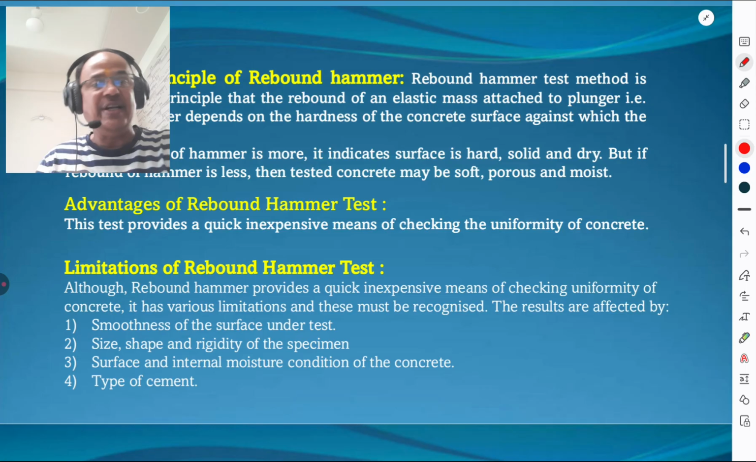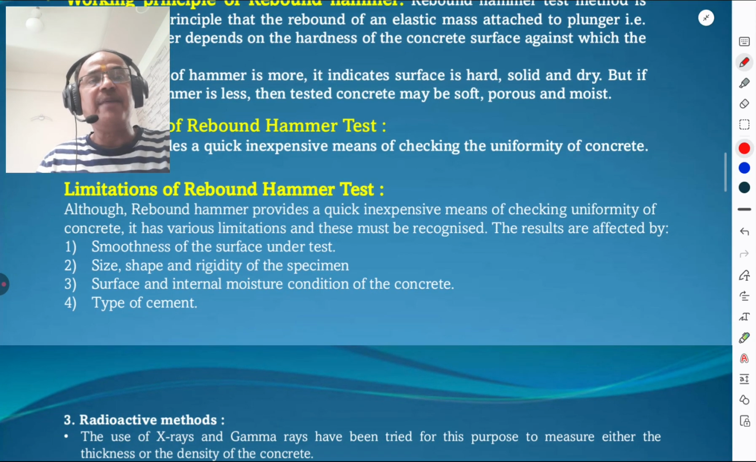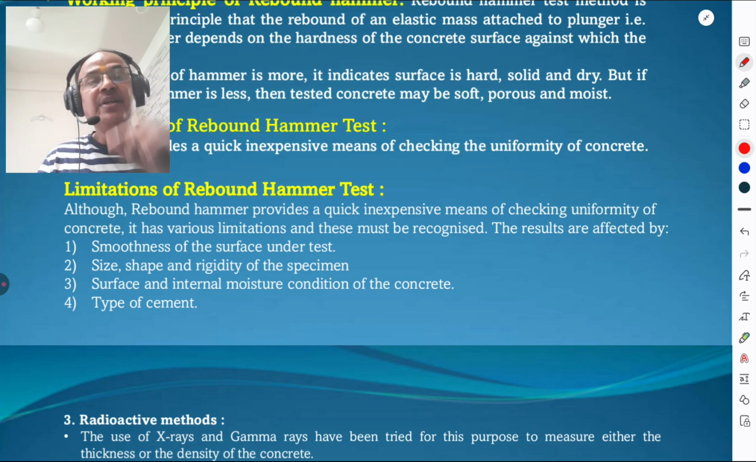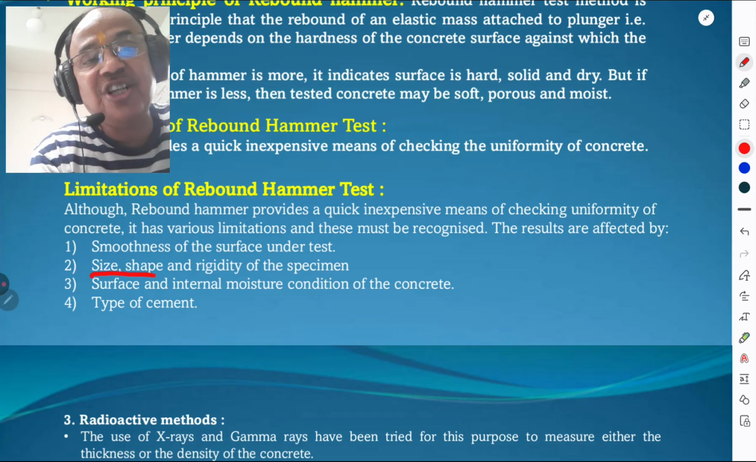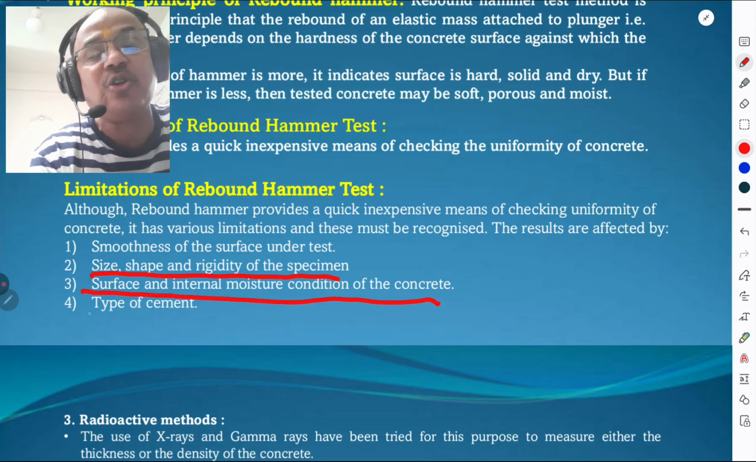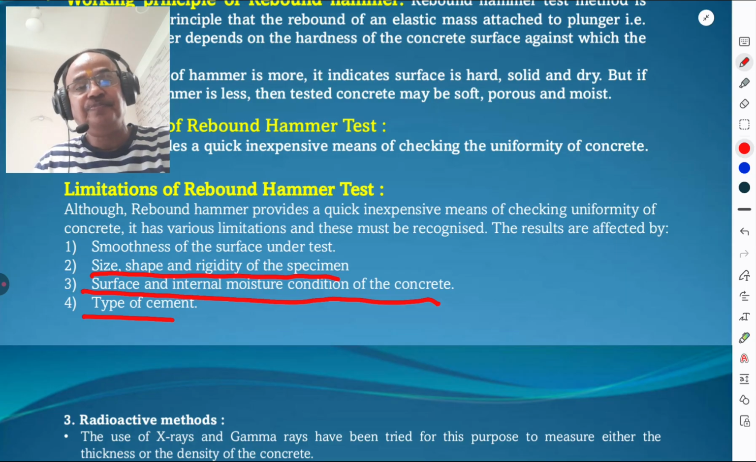This test provides a quick inexpensive means of checking the uniformity of concrete. Then limitations of rebound hammer test. Although the rebound hammer test provides a quick inexpensive means of checking uniformity of concrete, it has various limitations and these must be recognized. The tests are affected by the smoothness of the surface under the test. Then size, shape and rigidity of the specimen. Then surface and internal moisture conditions of the concrete and type of cement. These are the factors affecting the rebound hammer test or its limitations.